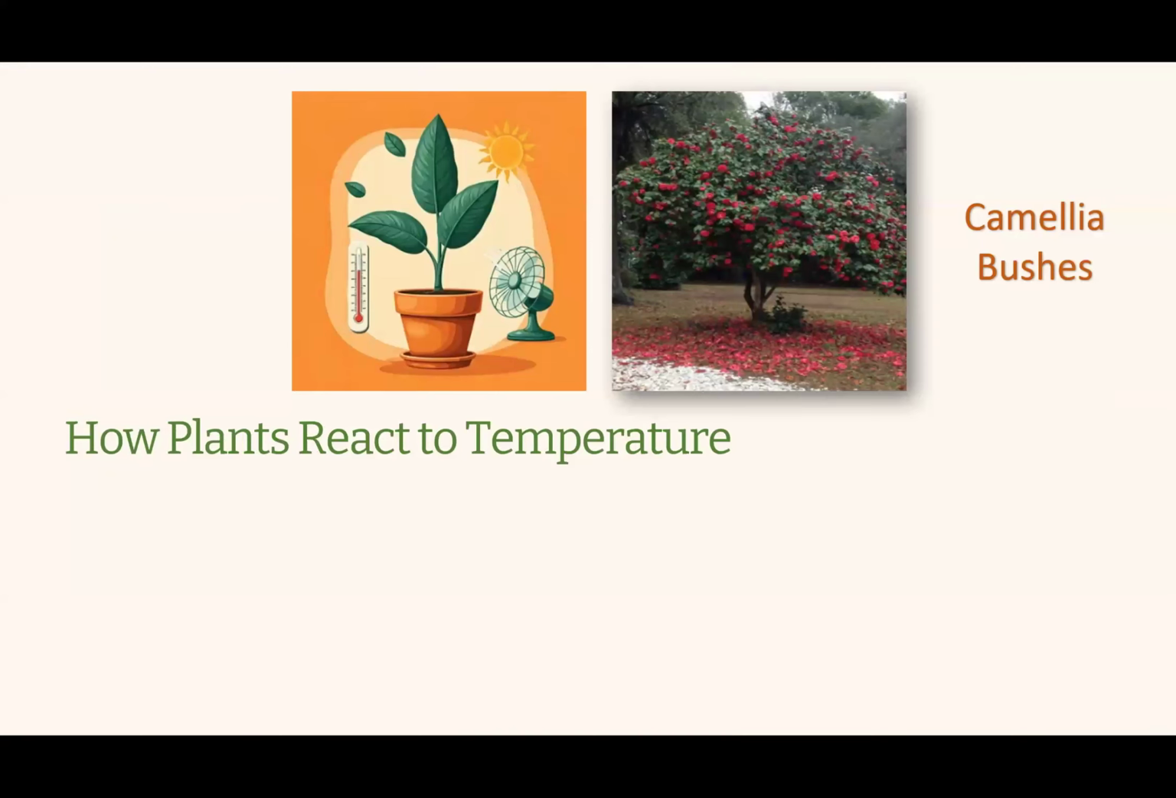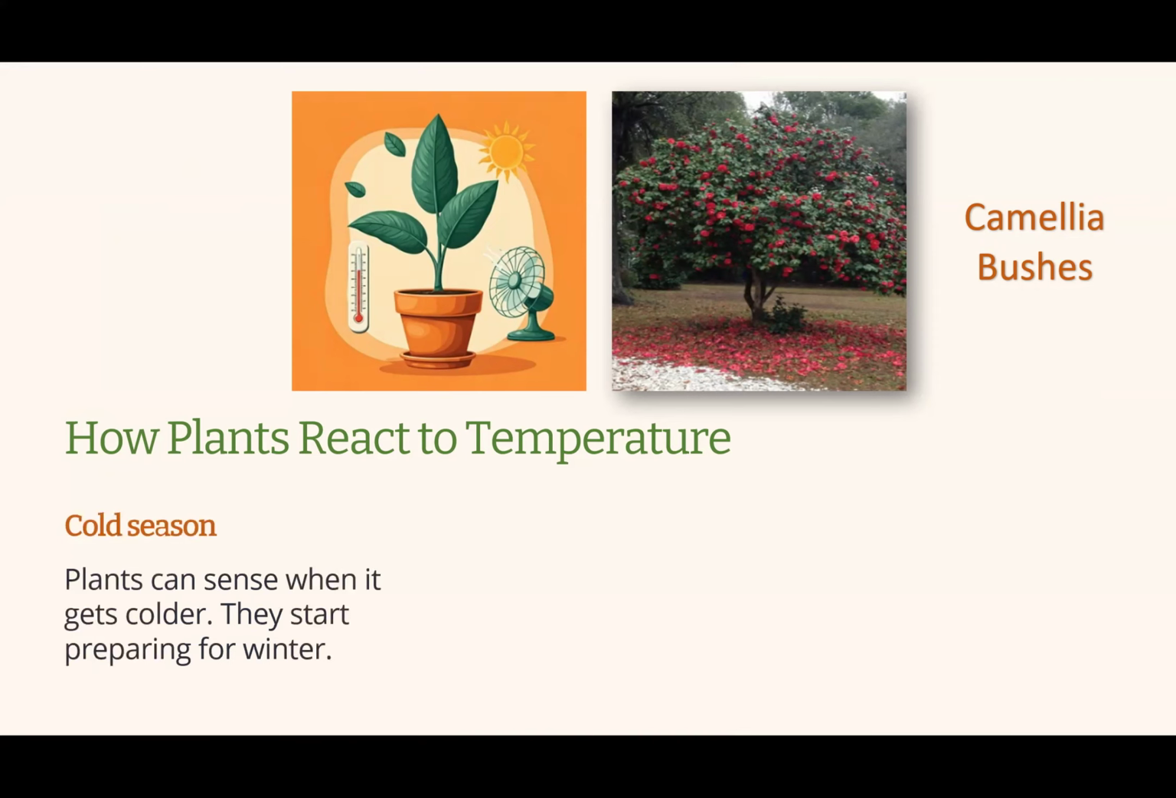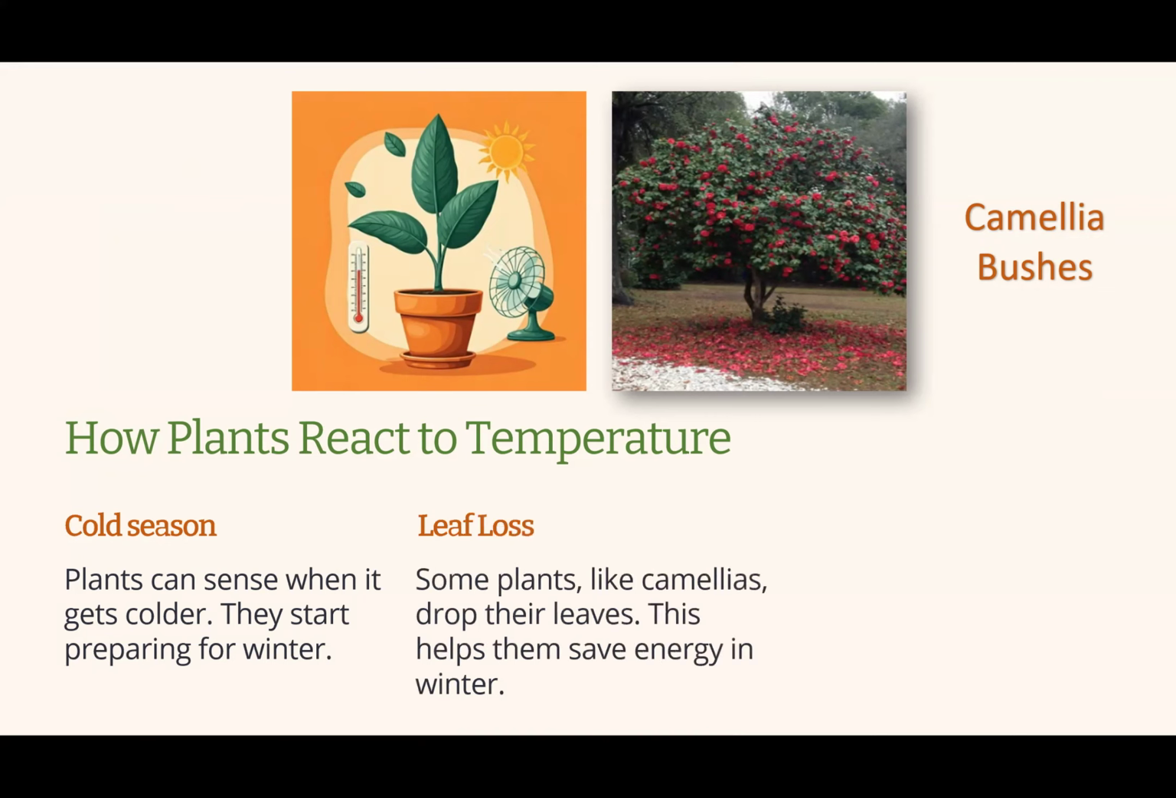Also, plants react to the temperature. When the temperature changes, the plants also have their special adaptations, and this is also a kind of dormancy. So, in cold seasons, plants can sense when it is getting colder, so they start preparing for winter. So, this will happen in fall. In fall, animals and plants prepare for winter. Leaf loss. So, some plants like camellia bushes drop their leaves. This helps them also to save energy in winter.